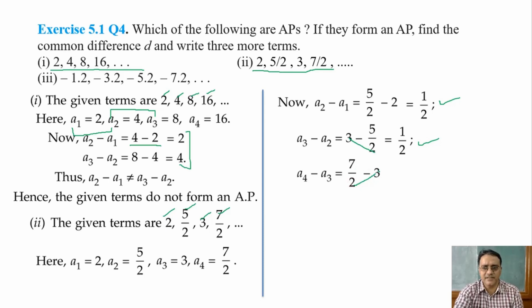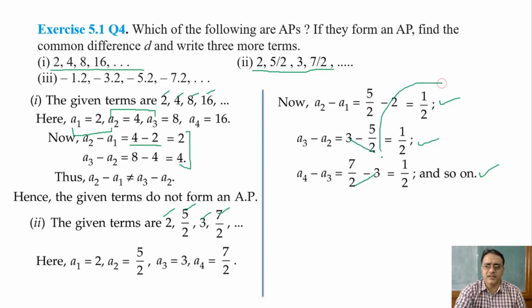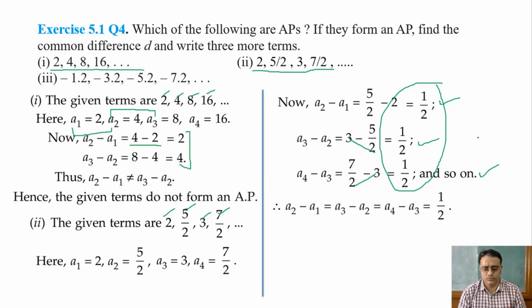LCM लोगे तो 7 minus 6 upon 2. What are you getting? 1 by 2. And so on. So that means the difference between each consecutive term is the same. So it will form an AP and the common difference is 1 by 2.